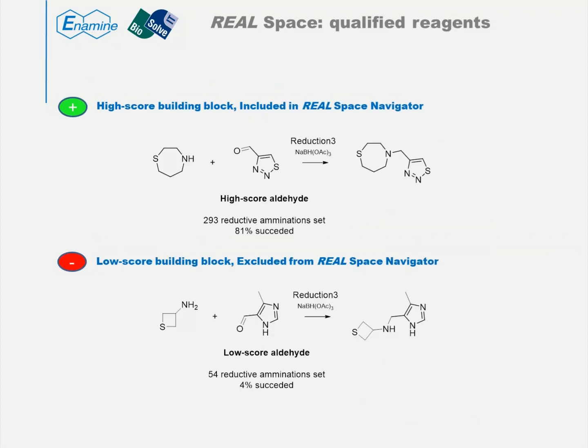So we also validate the reagents. So only qualified reagents are included in this Real Space. The same situation: you see the high-score building blocks, where all the statistics are pretty good and the success rate is high, are included in this Real Space, while the building blocks with poor statistics are excluded from the Real Space.